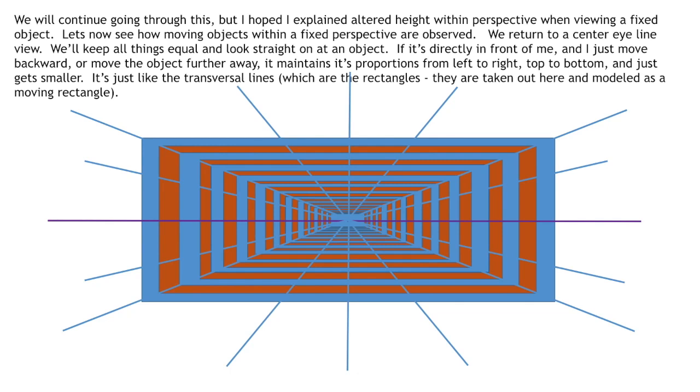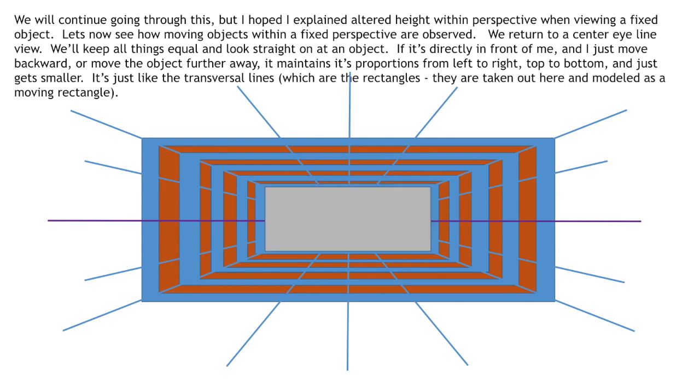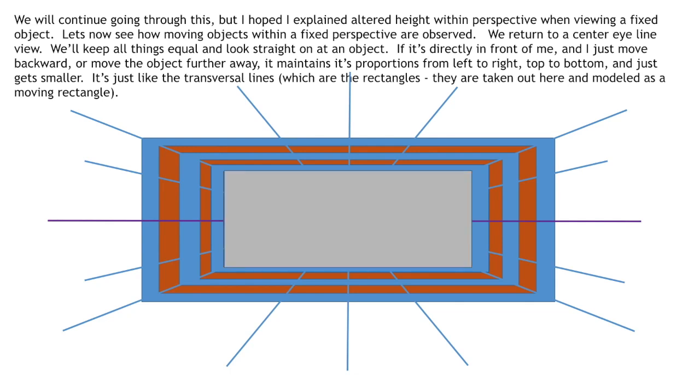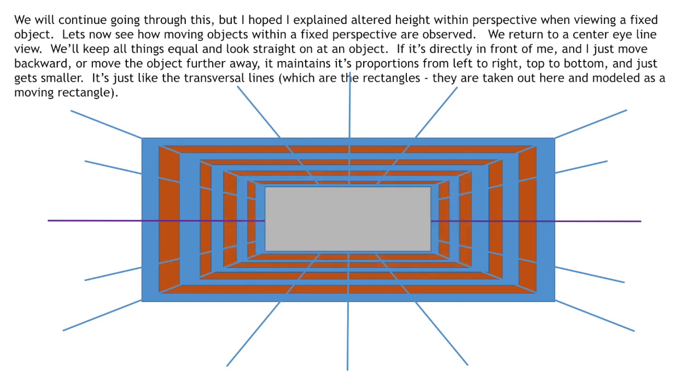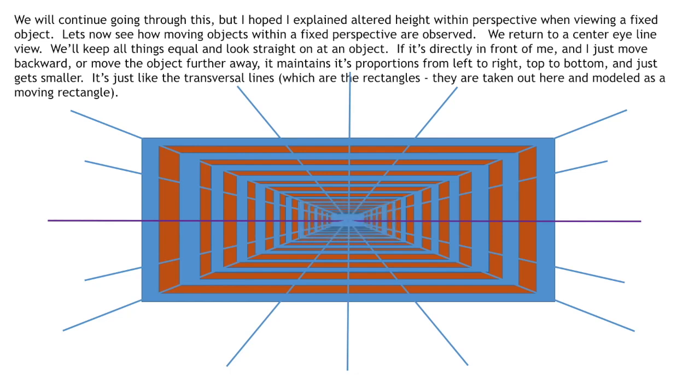It's just like if I put transversal lines, which are rectangles, and I pulled them out, and they are taken out and just modeled as if they are moving rectangles. So you can kind of see the effect here. They're getting closer, getting closer, getting closer, all in proportion to one another. They're getting further, getting further, getting further, all in proportion.